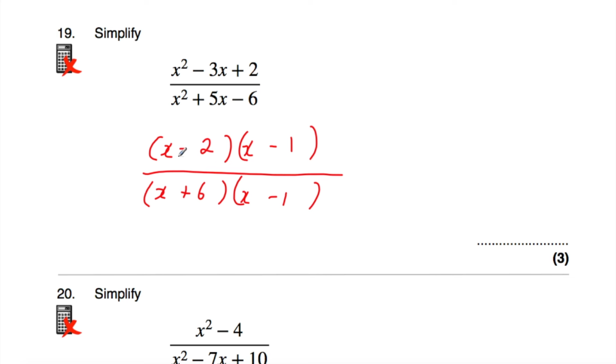So that's fantastic. Now, if we have a look here, we can divide both the numerator and the denominator by x minus 1. So that would leave us with x minus 2 over x plus 6. So that's our answer, x minus 2 over x plus 6. And that's it.